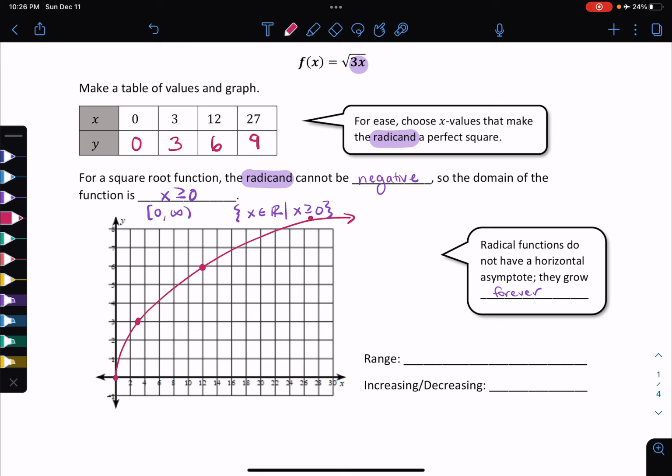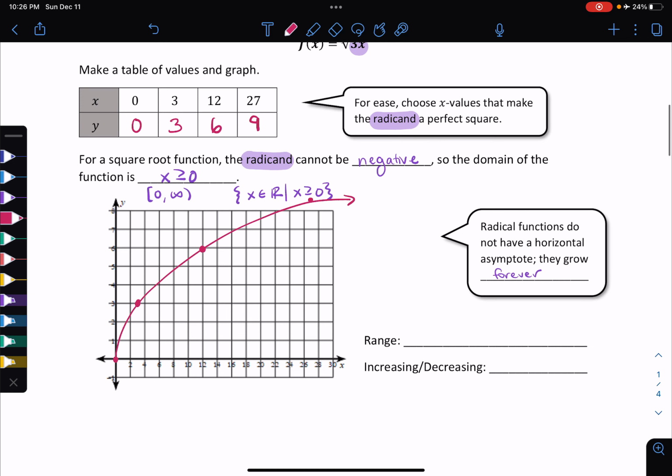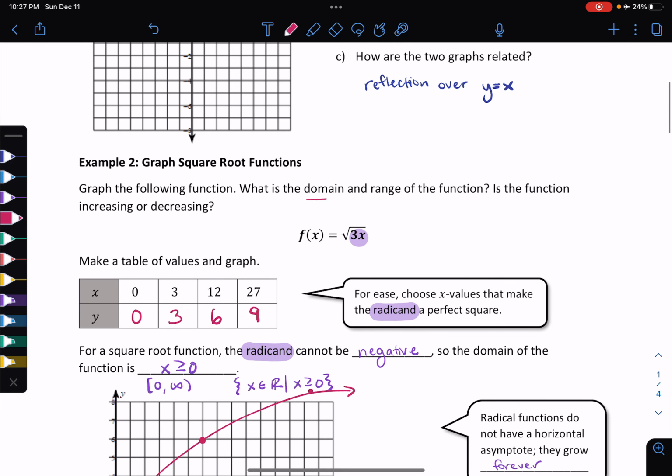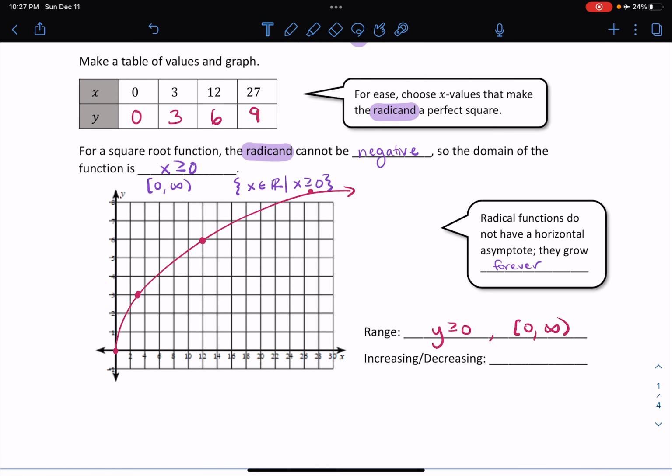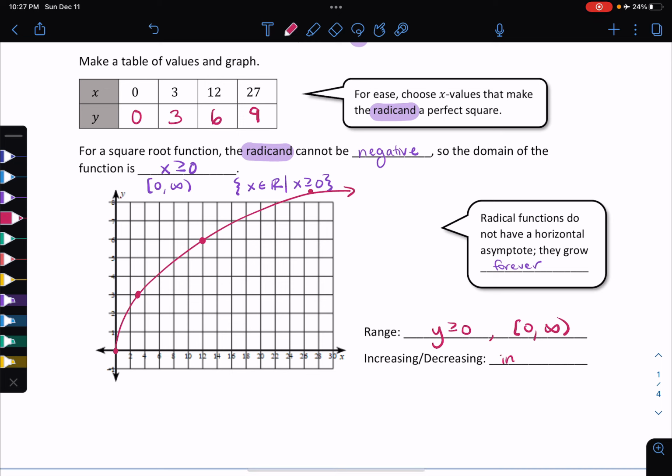All right? So my range is never going below 0. So my range is also always greater than or equal to 0. I could also write that as 0 to infinity as well. Okay. Notice, answering these questions, we've answered domain and range. Is the function increasing or decreasing? Well, this function, as I move from left to right, is always going up. So this function is increasing.